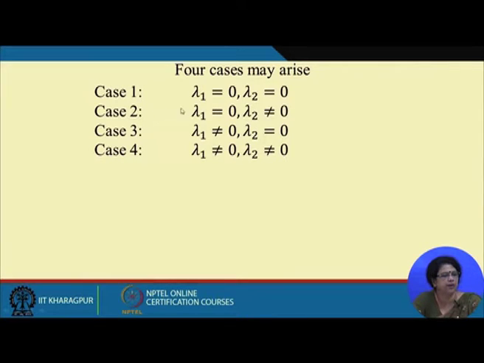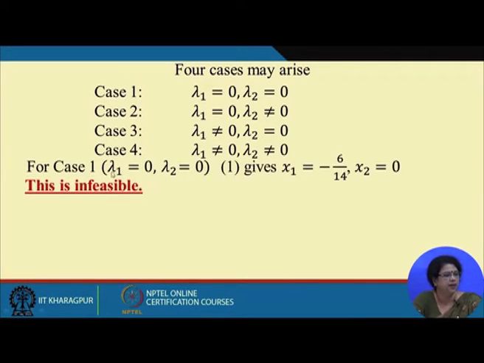In the first case we will consider both the lambdas 0. In the second and third, one of the lambdas not 0, and in the fourth case both the lambdas are not 0. Let us see the set of values of x1 and x2 in all these 4 cases. Now, if we consider the first case, lambda 1 and lambda 2 equal to 0, and if we substitute in the 4 equations I showed you, then we will get the value for x1 this one and x2 is equal to 0.